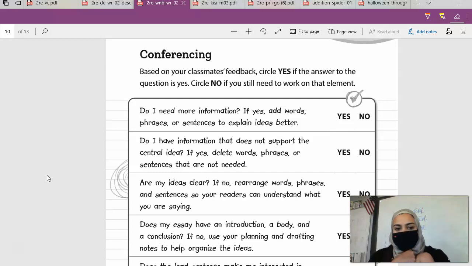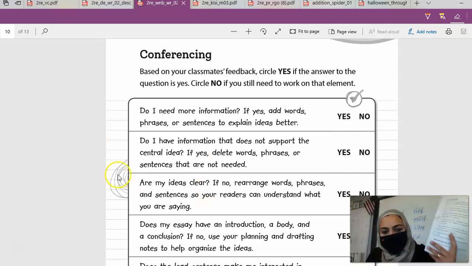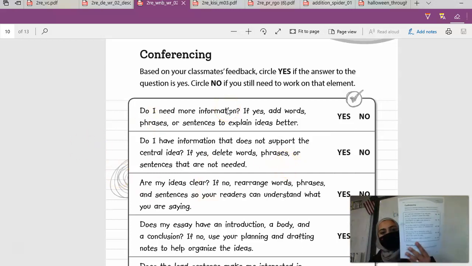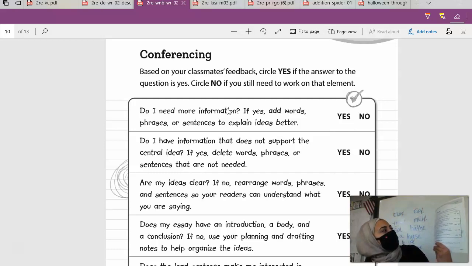Conferencing is based on your classmates' feedback. Your classmate is going to read your draft, and everyone's going to get a piece of paper that looks like this, My Onliners, the one that's on the screen. It says conferencing. Based on your classmates' feedback, they're going to circle yes if the answer to the question is yes. They're going to circle no if you still need to work on that part.